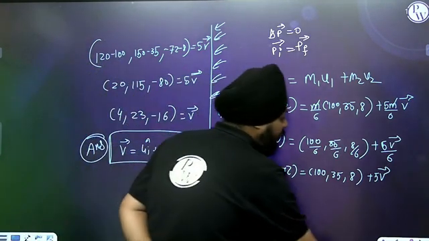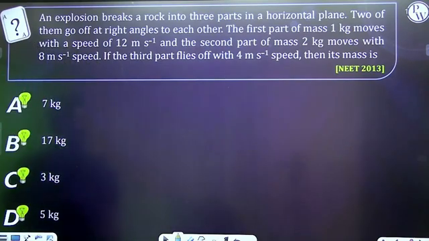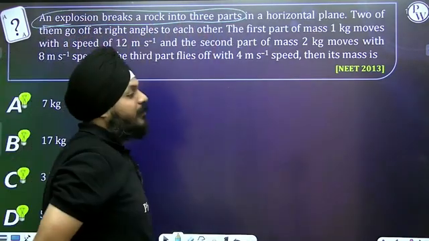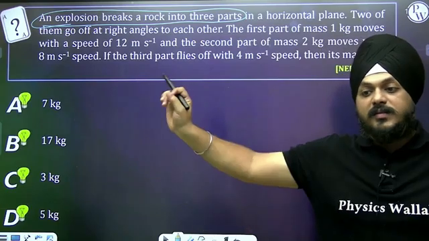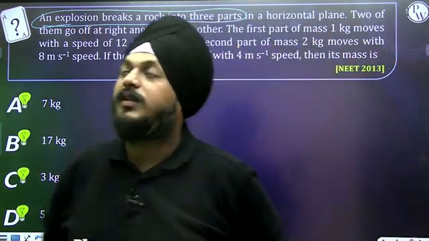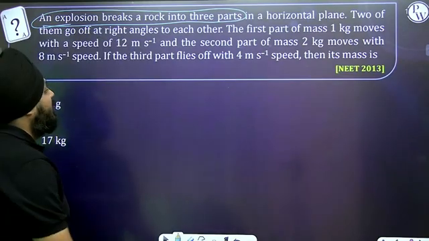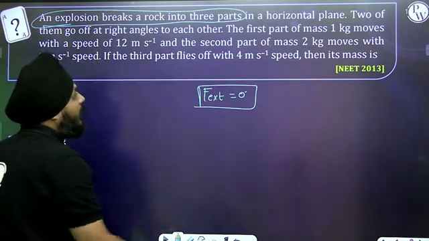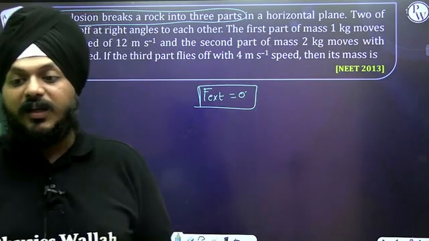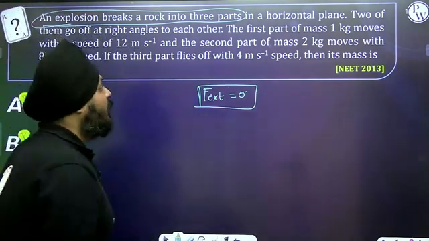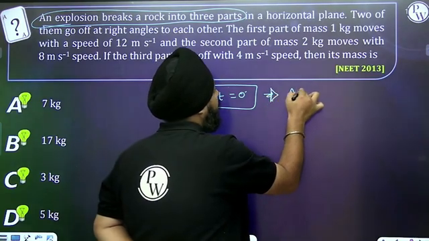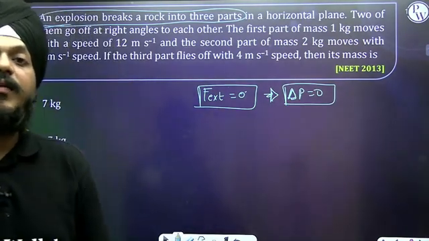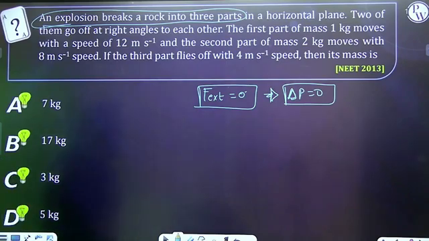Okay, let's move on to the next question. An explosion breaks a rock into three parts. This is a click: an explosion never occurs because of external forces. It always occurs because of internal forces. In this case, the external force on the system is 0, which means momentum is conserved. Delta P is equivalent to 0.